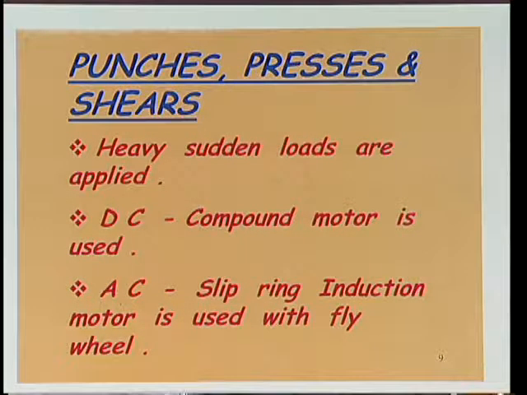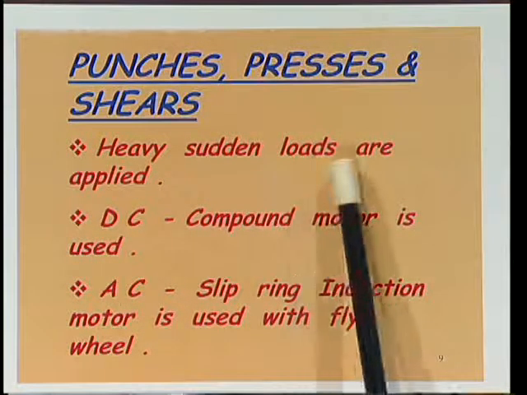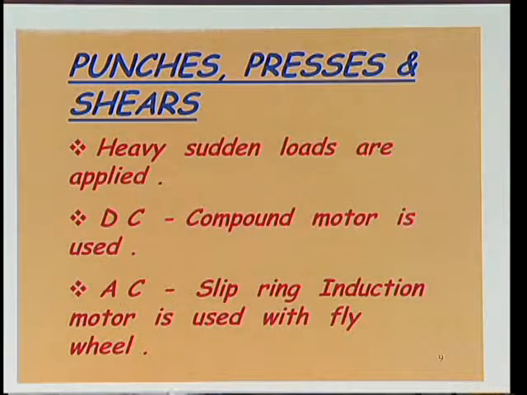The shearing machine is nothing but a large cutting machine. It is in the form of a scissor. So normally for punches, presses and shears, heavy sudden loads are applied, because for punching holes a sudden load will be applied. So all these machines come under impact load. Whenever a sudden load is applied, it comes under impact.